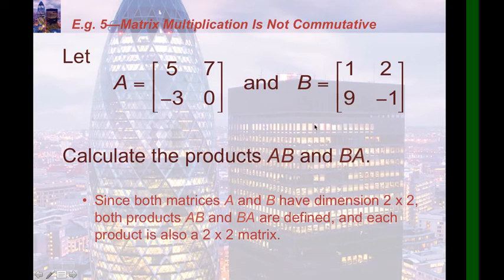Okay, now let's have this one. A is equal to the square bracket of 5, 7, negative 3, 0, and B is equal to the square bracket of 1, 2, 9, and negative 1. Calculate the product of AB and BA, and let's see if they are the same. Since both matrices A and B have the dimension 2 by 2, both products AB and BA are defined, and each product is also a 2 by 2 matrix.